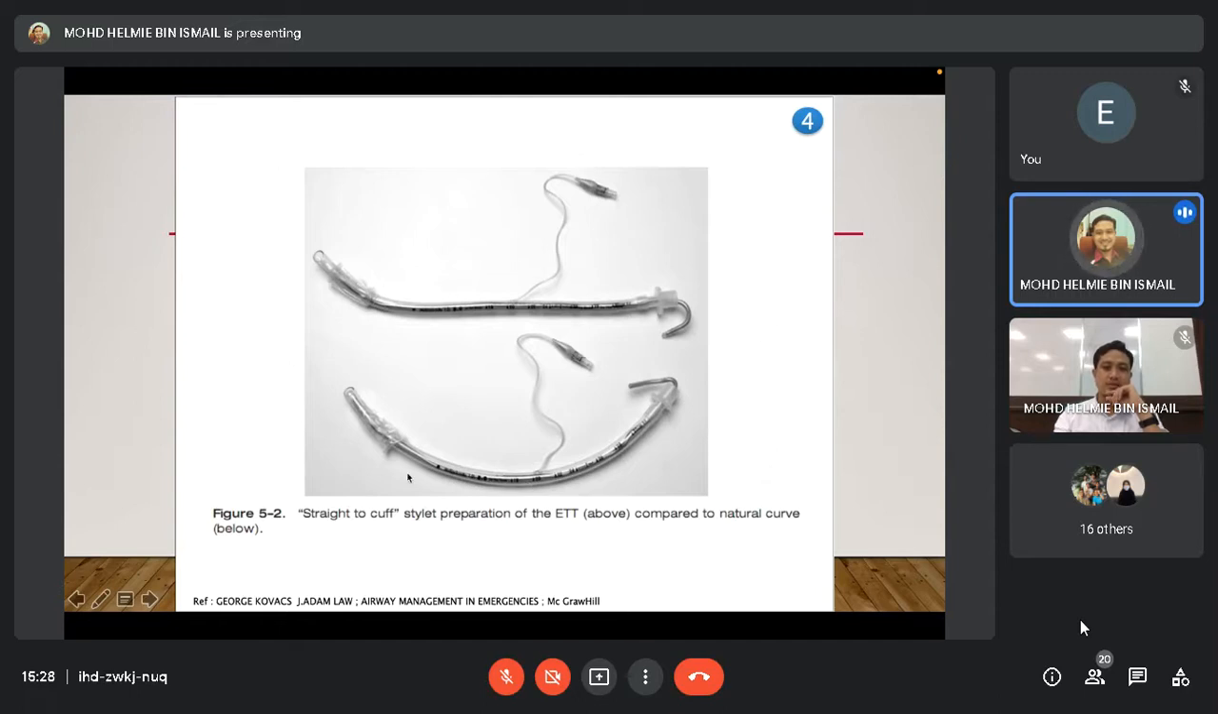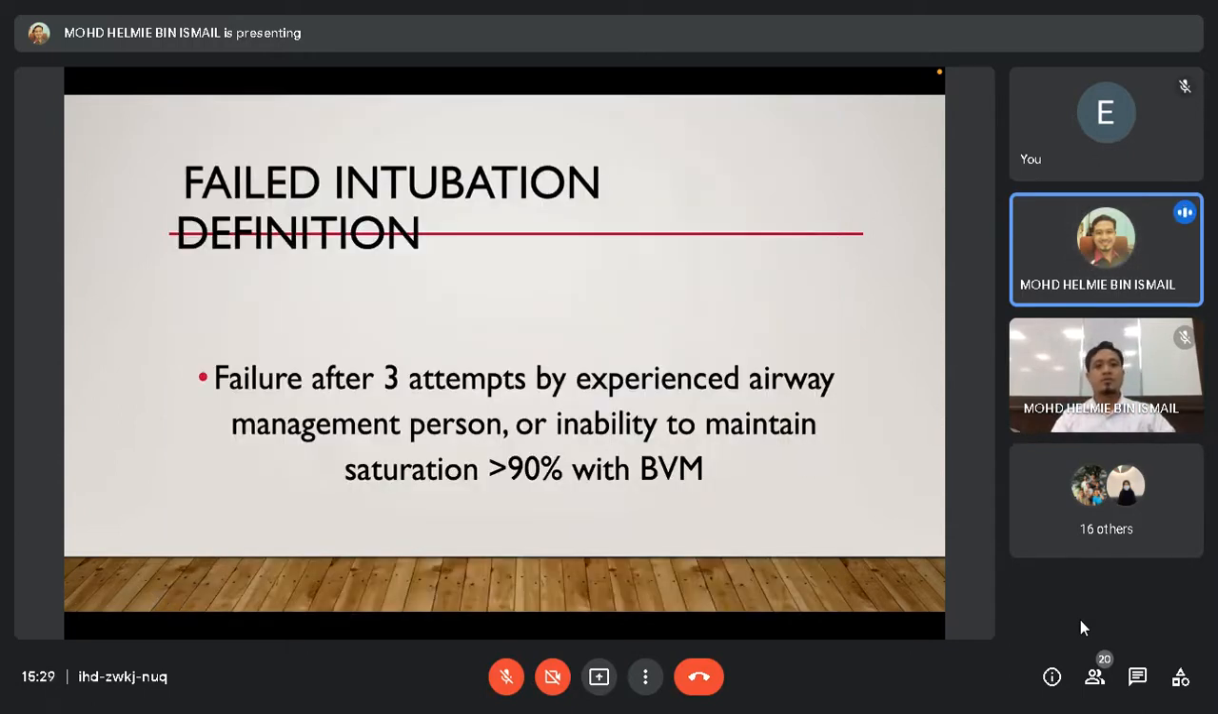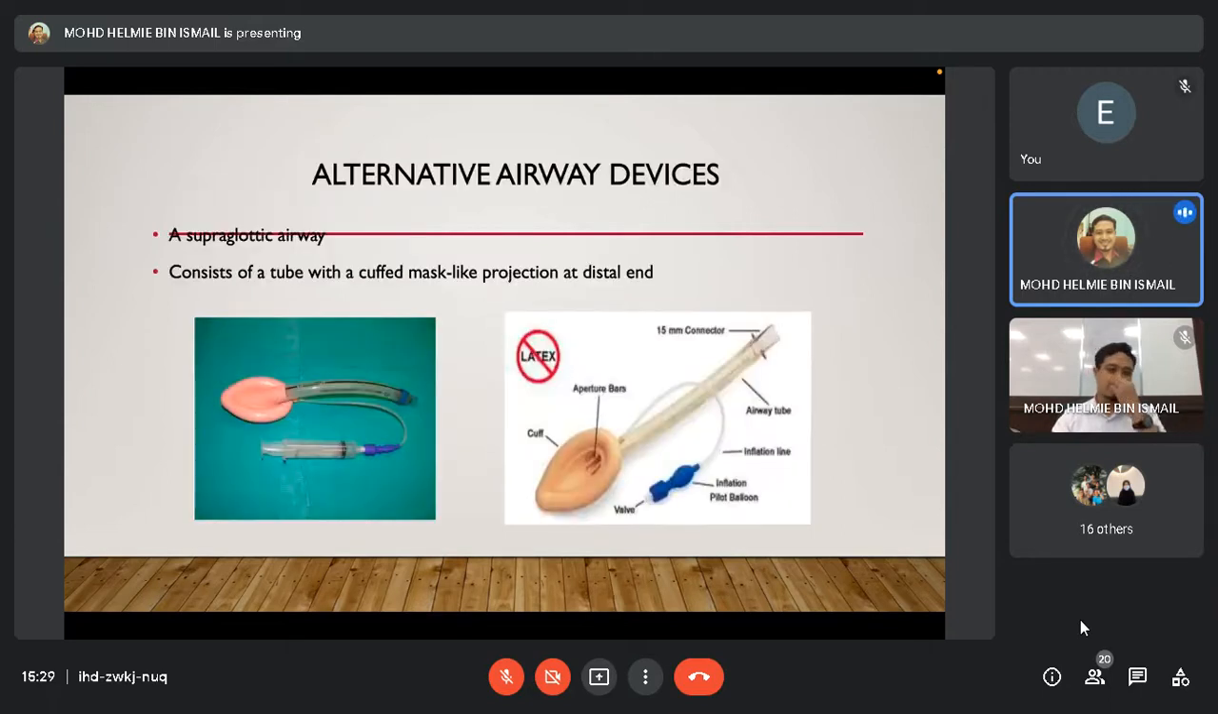That is how you prepare the ETT equipment. Alright. So this one is the failed intubation definition: when you fail after 3 attempts by an experienced airway management person, and there is inability to maintain saturation more than 90% with bag valve mask ventilation. Alright. So if you fail, possibly you need to insert a supraglottic device. This one is a supraglottic device, LMA. You can insert an LMA as a life-saving procedure.